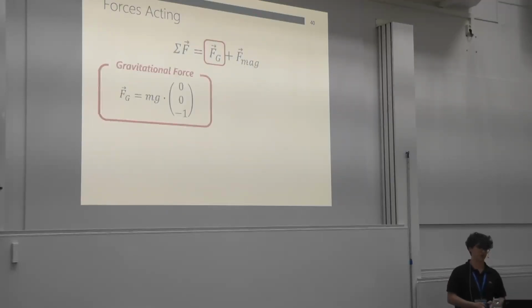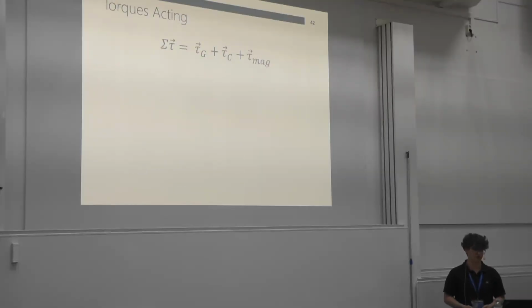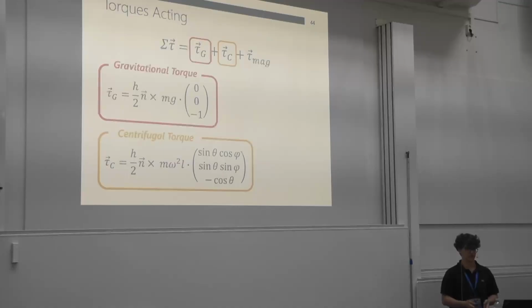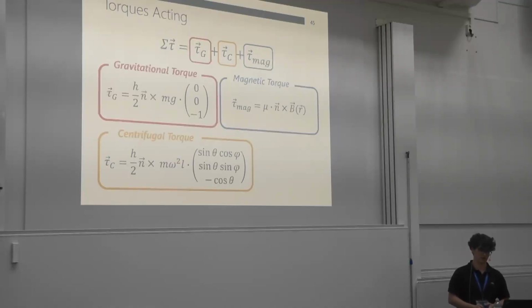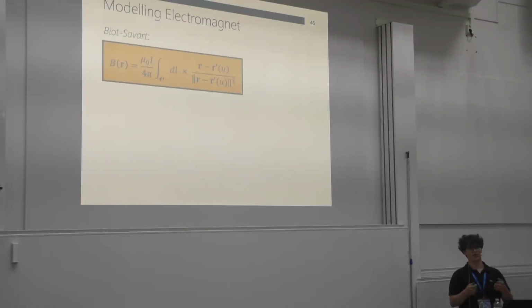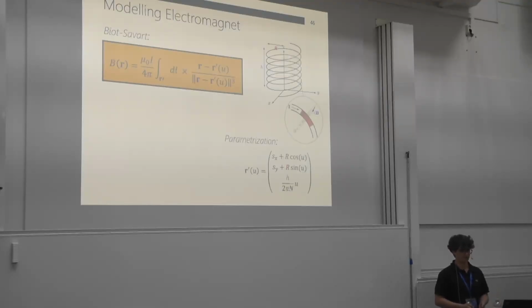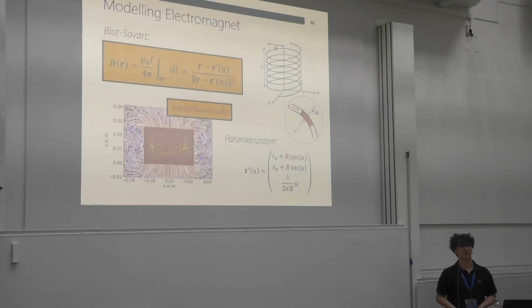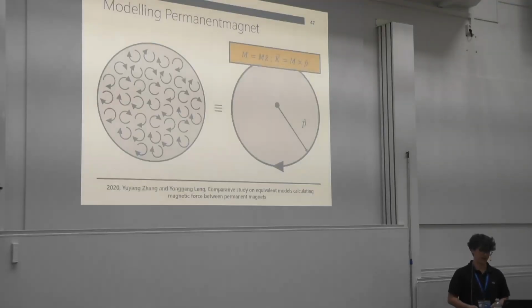For the total force, we have the gravitational force and the magnetic force, and for the total torque, we have the gravitational torque, the centrifugal torque, and the magnetic torque. Now, for the magnetic torque and magnetic forces, we both have to model our magnets. For the modeling of the electromagnets, we use the Biot-Savart law, where we can just integrate along the parametrization of our electromagnet using a helix, and then we can solve numerically for the B flux field of the magnet.